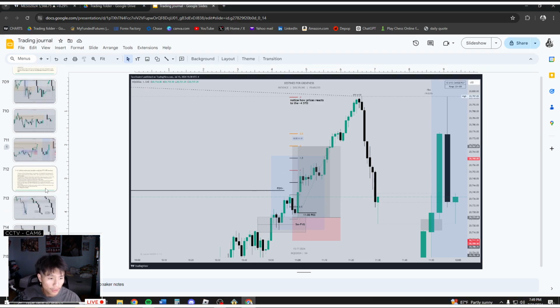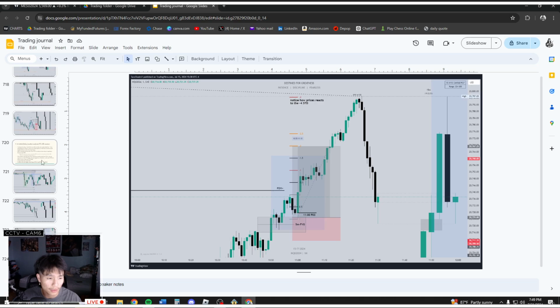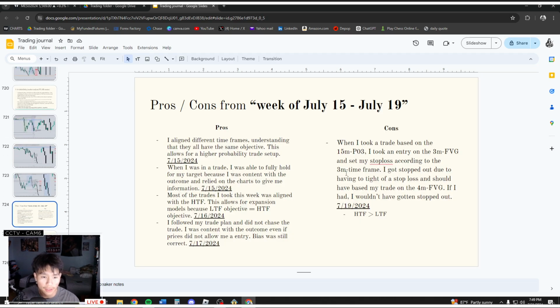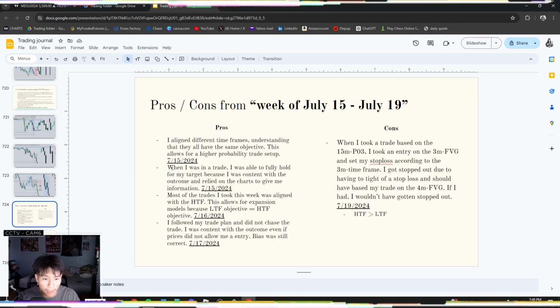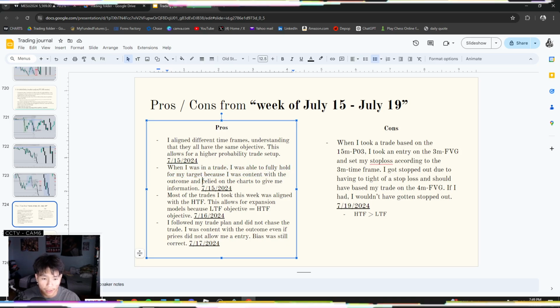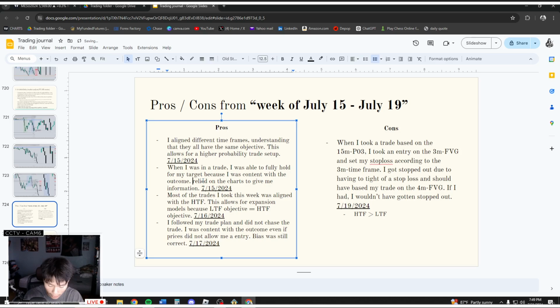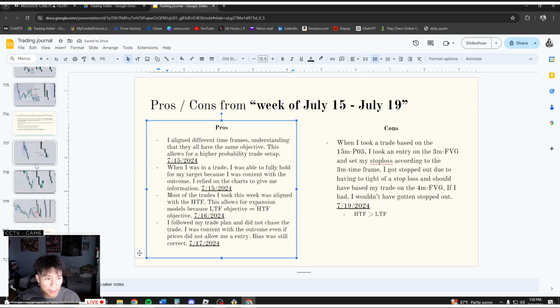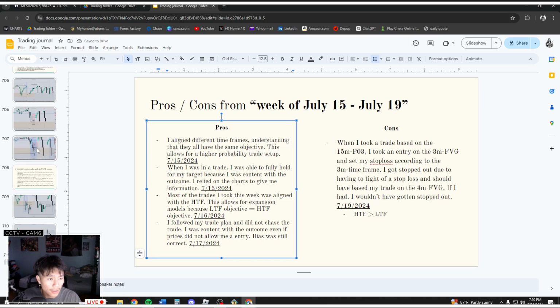All right, so that's the very first pro from this past week, that I'm aligning different time frames. My second one is that when I was in a trade, I was able to fully hold for my target because I was content with the outcome. Period. I relied on the charts to give me information. That's from the same trade, July 15th.